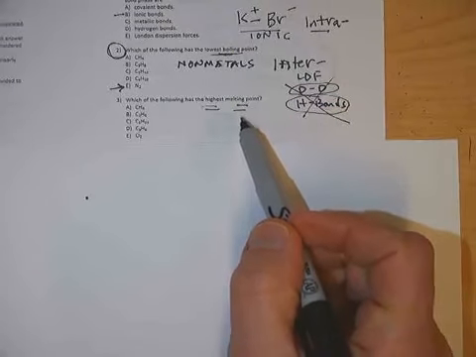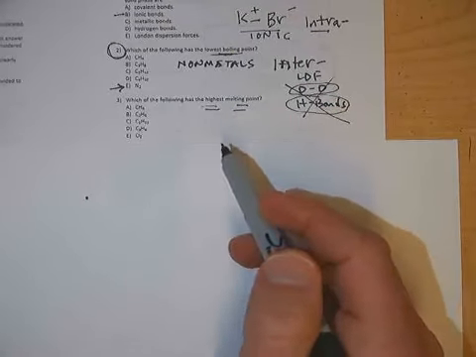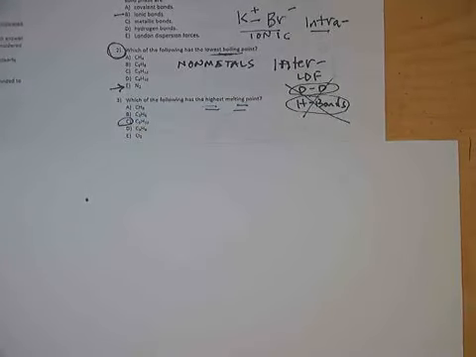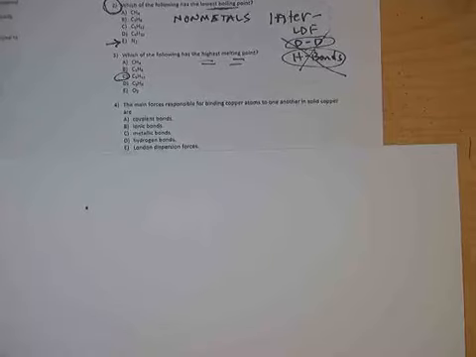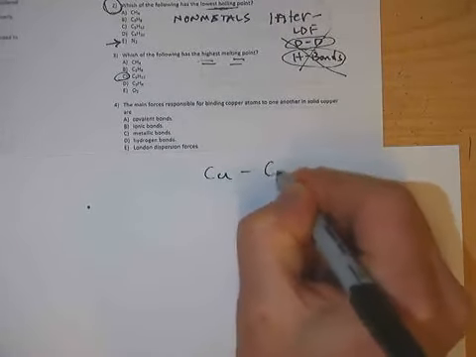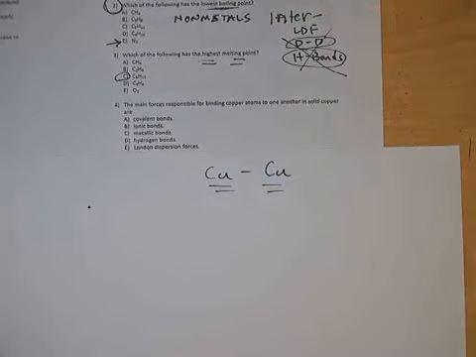So we have similar choices right here, and the highest melting point would be the one that has the strongest intermolecular forces, and the strongest intermolecular forces would be the one with the most electrons, so that would be letter C. Number 4, the main forces responsible for binding copper atoms to one another in solid copper.